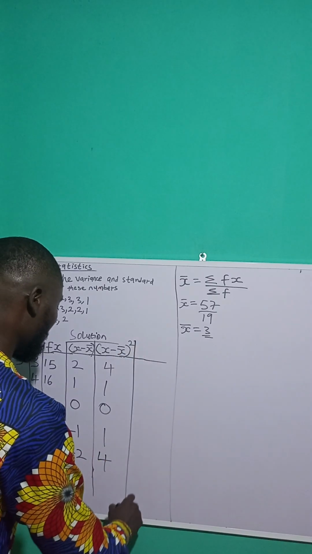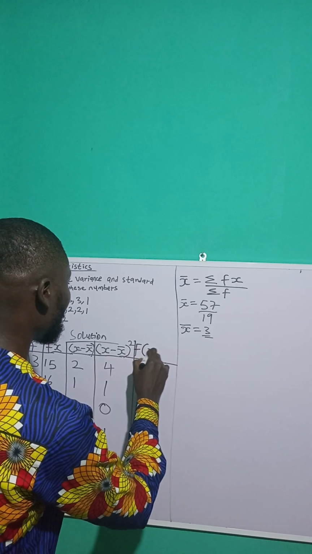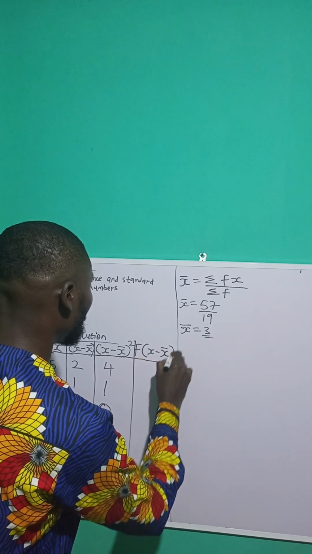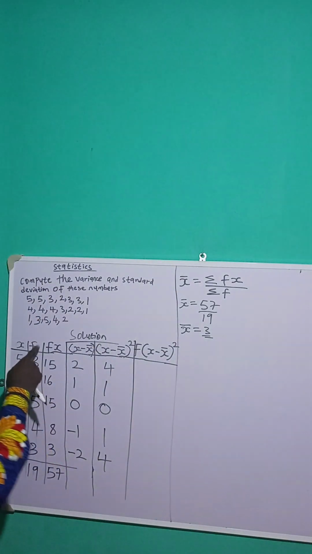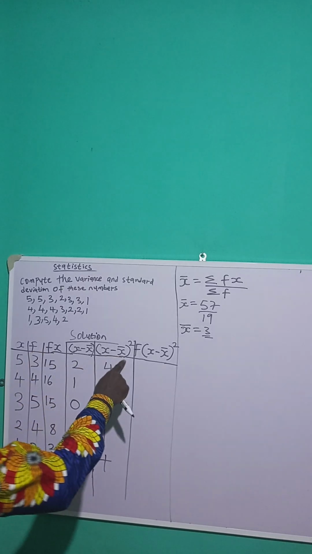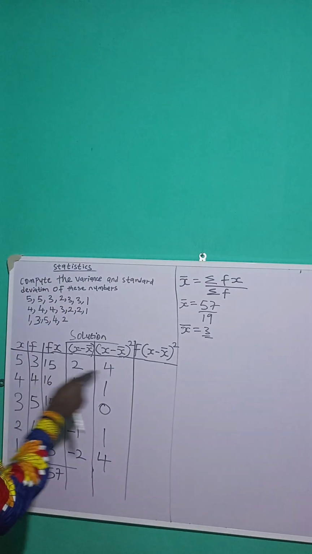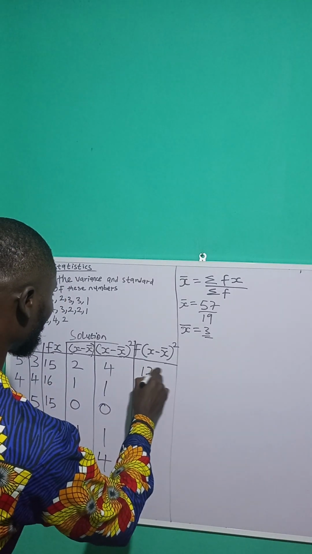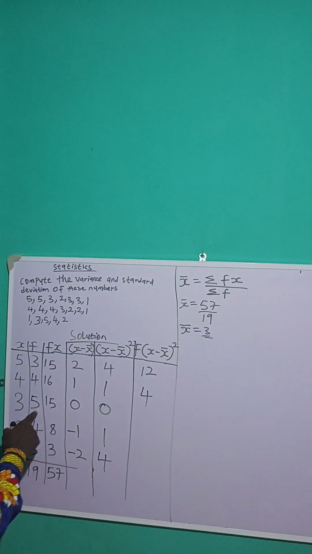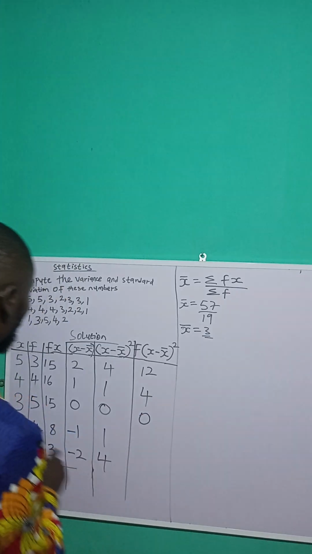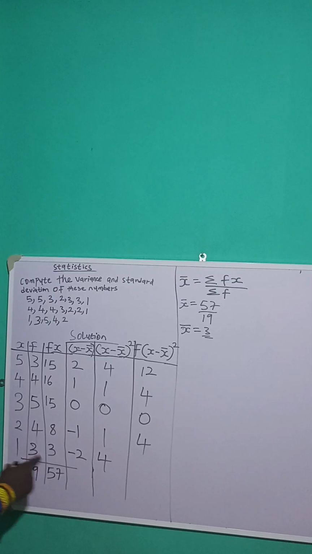We'll draw another line. So then the final one, we have f bracket x minus x bar raised to power 2. What is this? It is the frequency, this f, multiplied by this. So 3 multiplied by 4 is 12. 4 multiplied by 1 is 4. 5 multiplied by 0 is 0. 4 multiplied by 1 is 4. And 3 multiplied by 4 is 12.